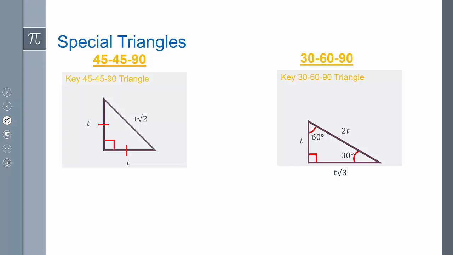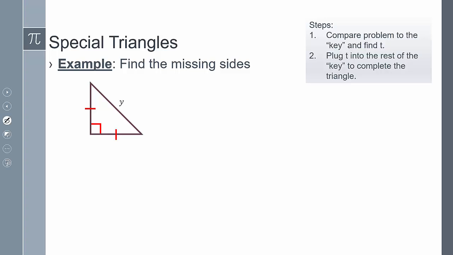The pattern, or the key that unlocks the 45, 45 triangle, is your two legs are equal to t. The hypotenuse is t root 2. On the 30, 60, 90 triangle, the shortest leg is t, the longest leg is t root 3, and then your hypotenuse is 2t. You use that pattern, or these ratios, to be able to complete the triangle. So let's look at an example here.